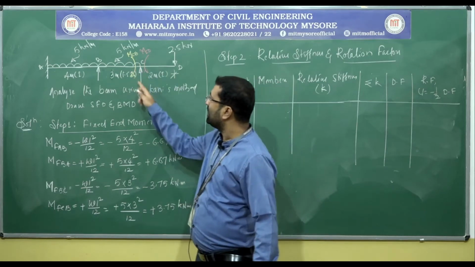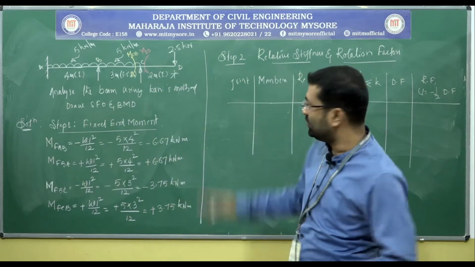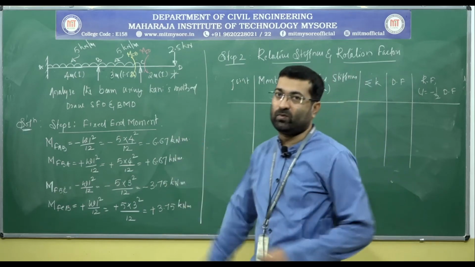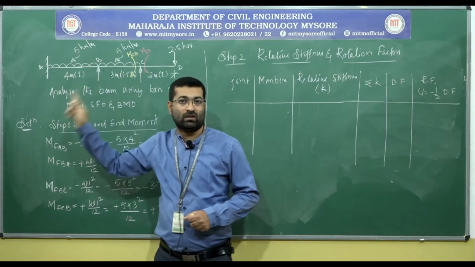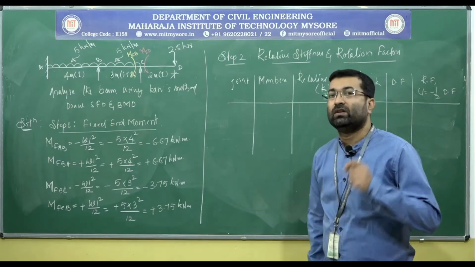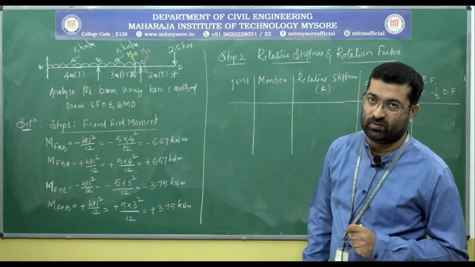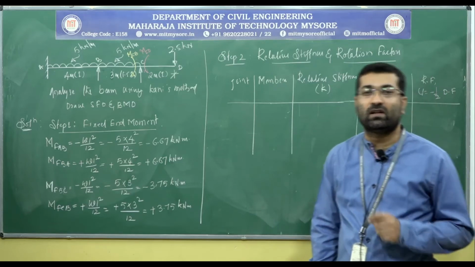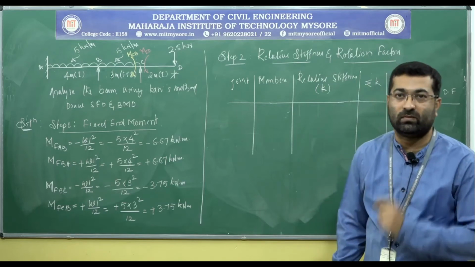Similarly, the support C is also an end support, though the portion is extended beyond the support. Here in this particular problem, the B joint or the B support is the only intermediate support. So in Kani's method, we are going to deal only with the intermediate supports. So in the calculation of the relative stiffness also, we will consider only the intermediate support, that is, here we have to consider only the joint B.